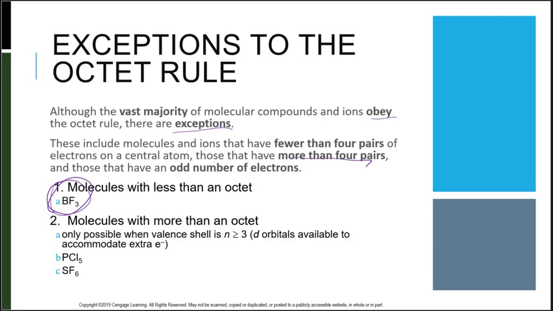Molecules with less than an octet include BF3. Boron is kind of that key element that has 3 outermost electrons, so it's happy to be full at 6. And molecules that have more than an octet, that's when the valence shell, when that energy level is greater than 3, because d orbitals are available to accommodate some extra electrons. Here's when you can see that there's more than an octet, PCl5. So off of that central phosphorus, there's 5 chlorines. And off of that sulfur, there's 6 fluorines.